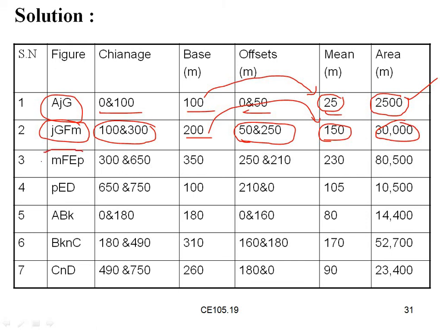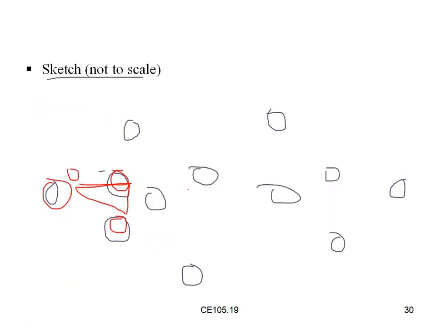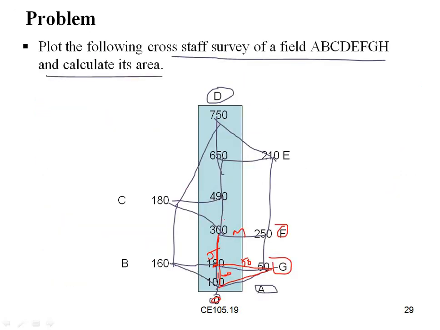Same like that, MFEP, PED, ABK, BK, and C, CND. We have to take the changes 300 and 650, 650 and 750, 0 and 180, 180 and 490, 490 and 750. So MFEP also is 300 and 650. Where is the 300? This is the 300 and this is 650. So from 300 to 650 is the point which is taken here.